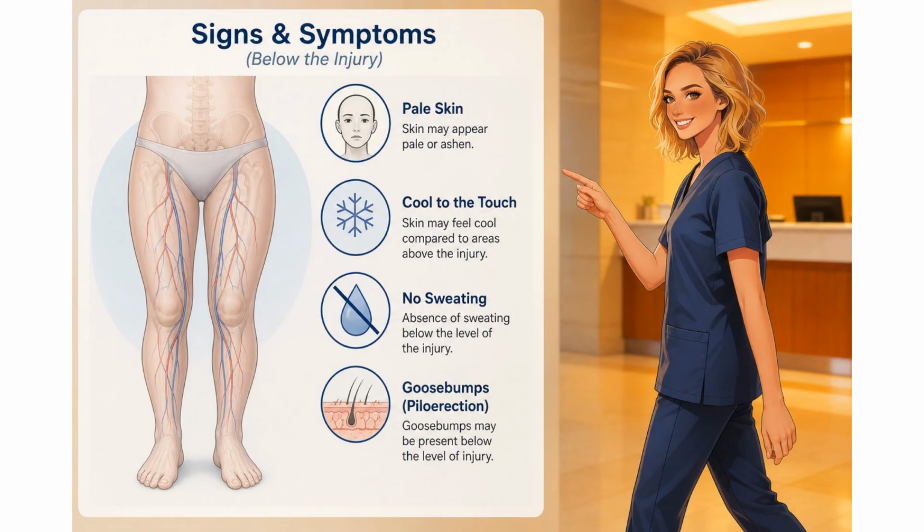In contrast, the symptoms below the level of injury are the opposite. A good mnemonic here is low and pale. The skin will be pale, cool to the touch, and there will be no sweating. You may also see goosebumps, a condition called piloerection. This clear division of symptoms is a hallmark of autonomic dysreflexia.